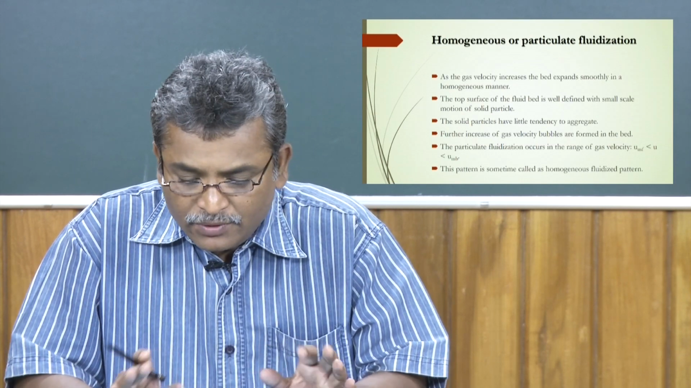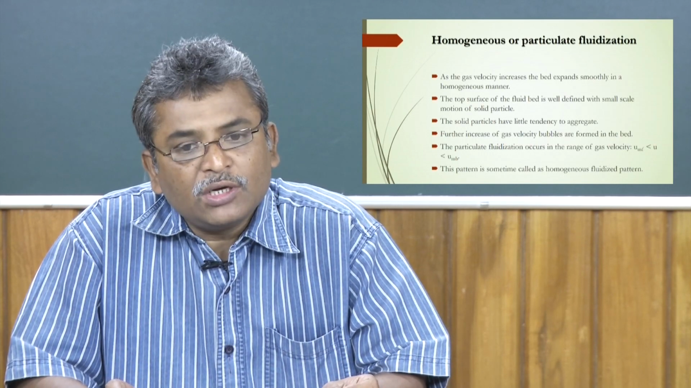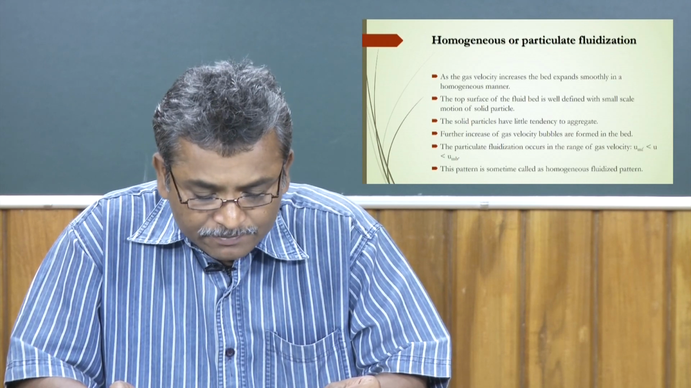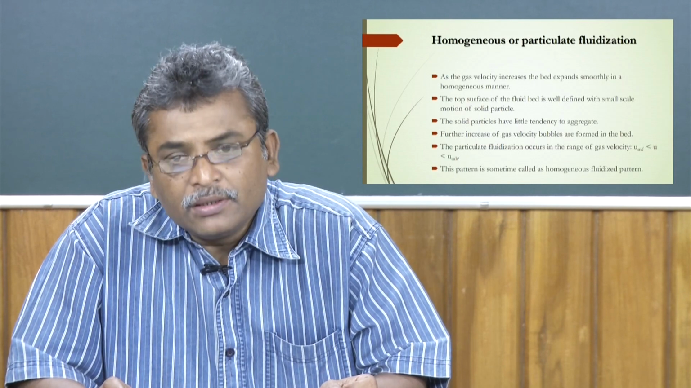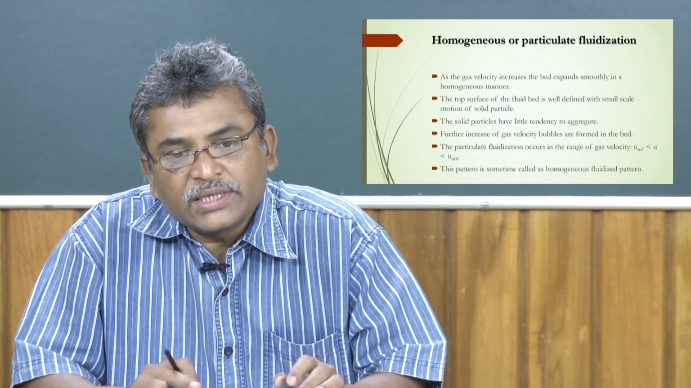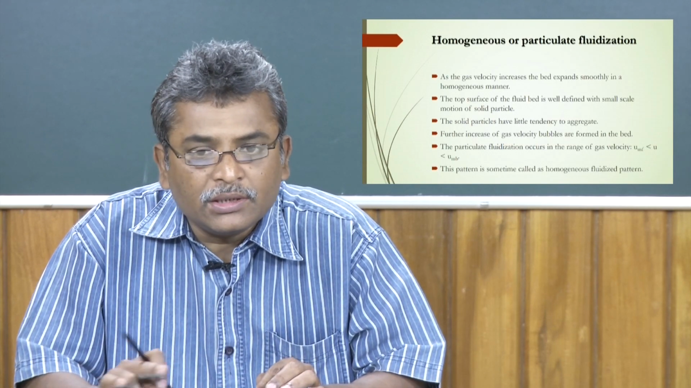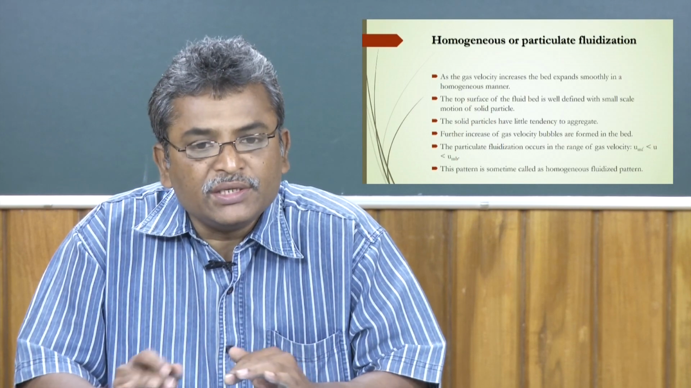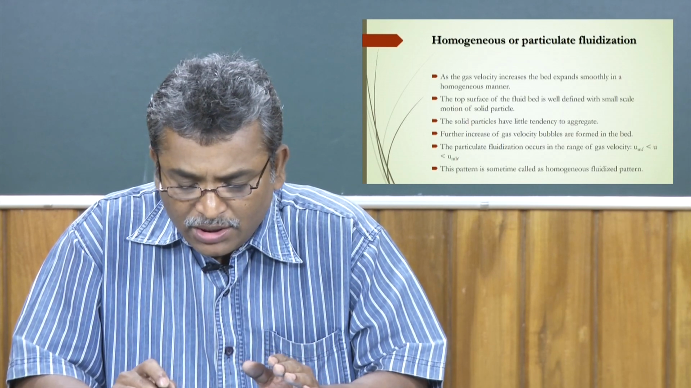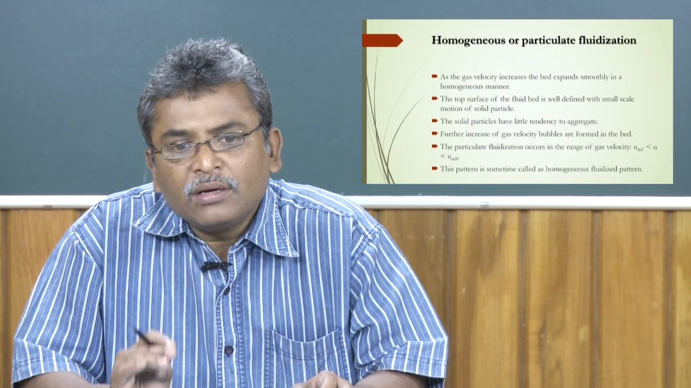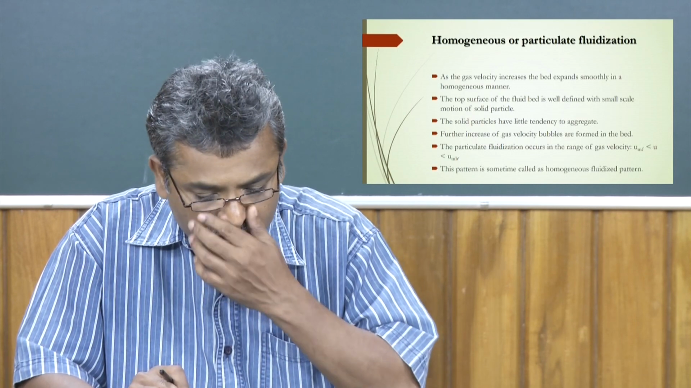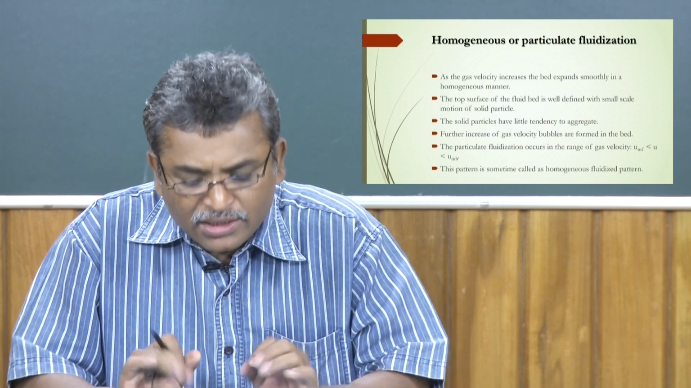The top surface of the fluid bed is well defined with small scale motion of the solid particles. Here, of course, in this minimum fluidization condition, you will see the top surface of the fluid bed will be well defined, and it will behave like a liquid here. In this case the surface of the bed of course will be tilting, or it may change according to the operation. And also it will be well defined, and there will be a little bit of motion of the solid particles at this homogeneous fluidization regime. The solid particles have little tendency to aggregate also.